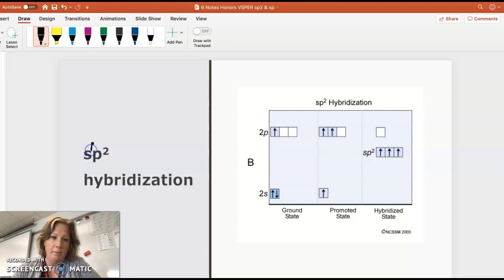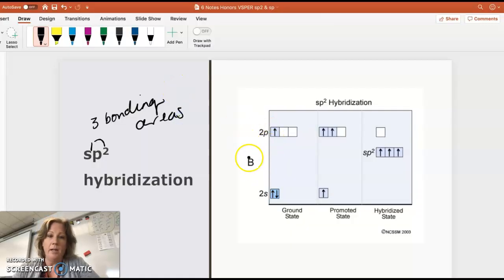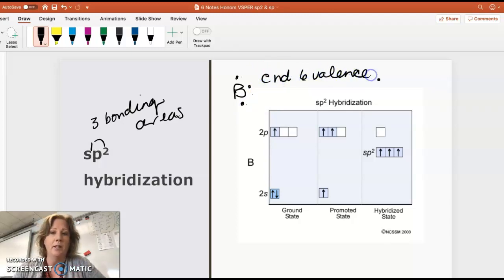So, if you think of there being a 1, the total of 3 bonding areas is what you're going to see. And boron is a good illustration of this. Boron, how we draw it like this, you can see that it would want to bond 3 times, and it will want to end up with 6 valence electrons. So that's an exception to the octet rule, and it's one that I do want you to know.